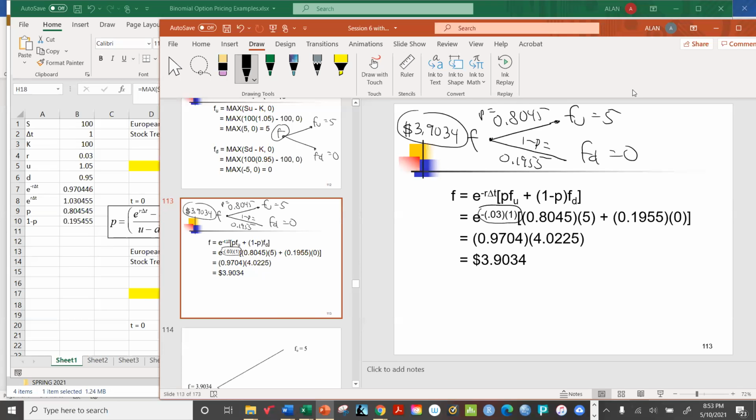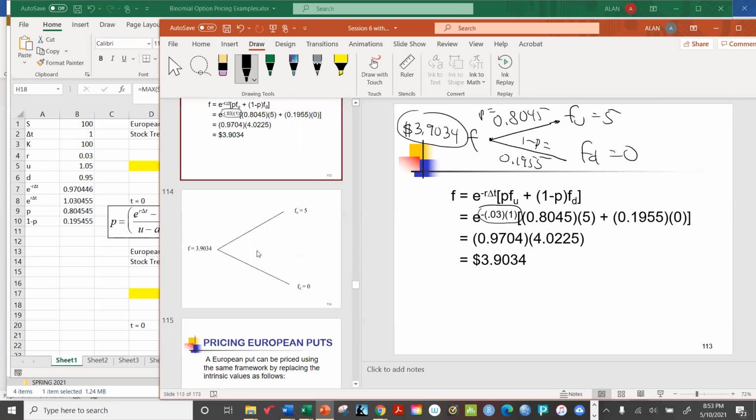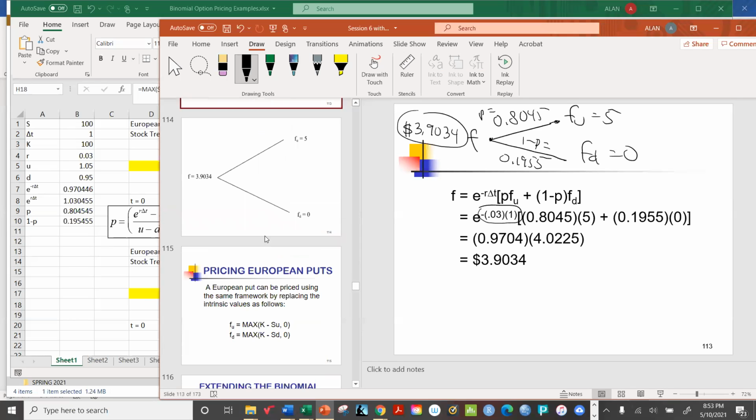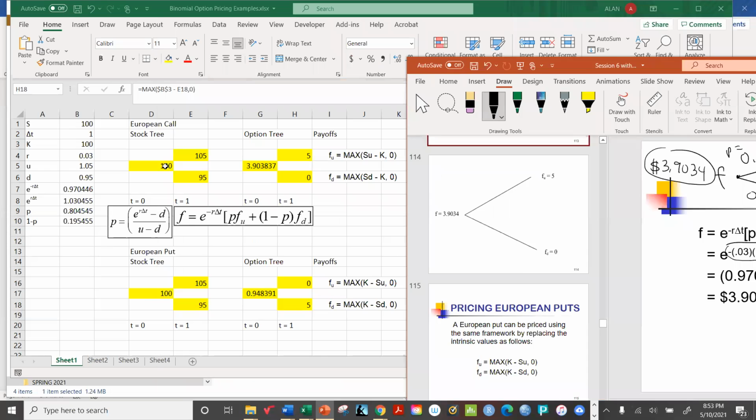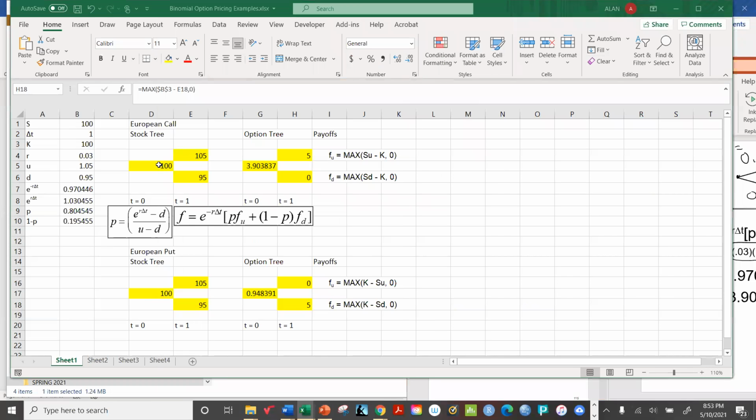Oh, so you can see it's a multi-step process. Now we can do the same thing with puts, but what I've done here in the spreadsheet is set it up so it's becoming automated. In other words, I could change these and it'll update itself automatically. So let's say I wanted to know what would happen if U was 1.06 and D was 0.94. It would all just update itself and I wouldn't have to do any more work, which is kind of nice.